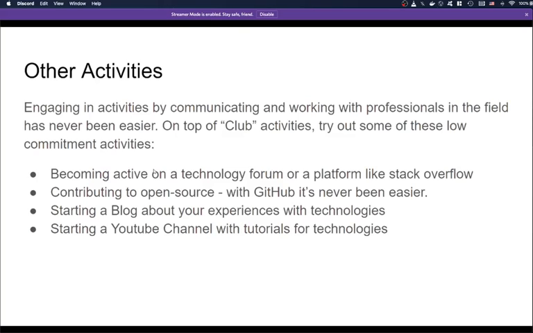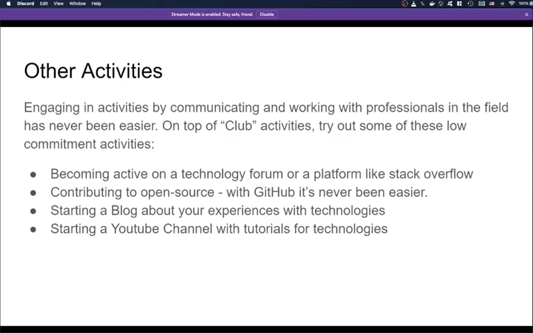So you can become active on a technology forum or platform like Stack Overflow or the C++ forums. You can contribute to open source. This is a great way to boost your profile in multiple ways. With GitHub, it's literally never been easier to contribute to open source. You go on to your favorite open source project, you look at the issues, you get a good first issue, they'll tag it for people who want to get involved, and you can just try and program a solution for an open source project.